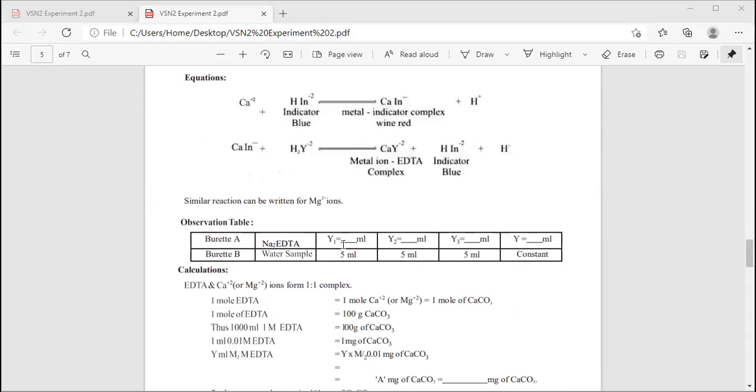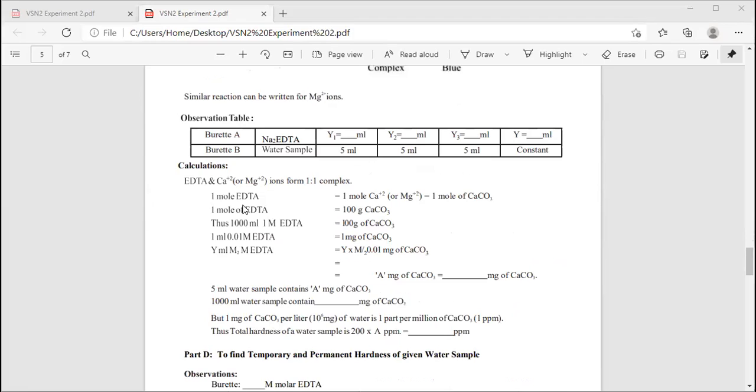Now for the second part, I'll give the readings. Write down the readings 3, 3.2, 3.4. So what is the mean of this? 3.2. 3.2 is your burette reading. Now these are the calculations.